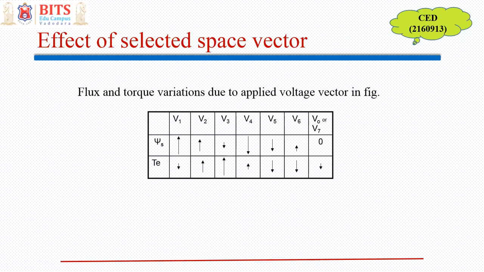Once again, this is the table which is showing you, for a particular position, if our stator flux is in sector 1, which voltage vector should I select to increase the value of flux or decrease the value of torque and something like that. So all different combinations are shown over here.